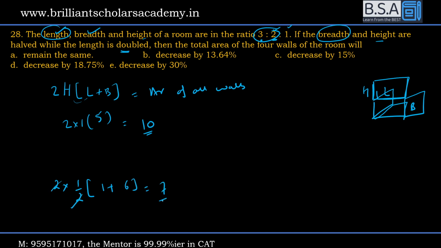The new area of the walls is 7. Earlier the area was 10. Now the area is 7. What according to you is the percentage decrease? Done. Your job is done.